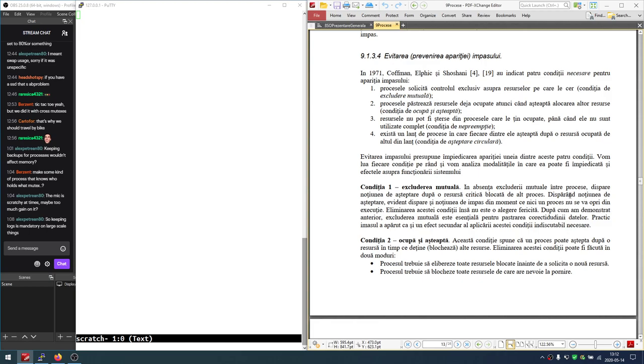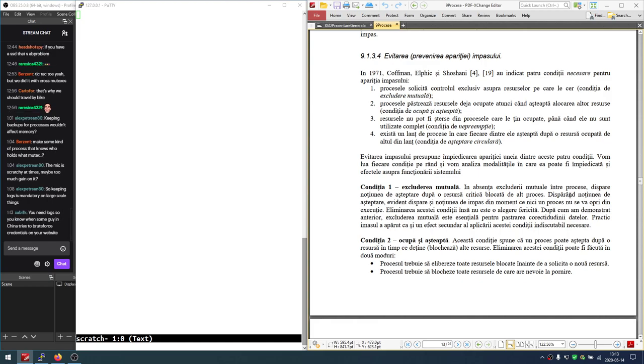They are necessary and sufficient. Okay? If one of them is missing, you cannot have a deadlock. And you don't need more than this to have a deadlock. So these four conditions are listed here, and one is mutual exclusion.